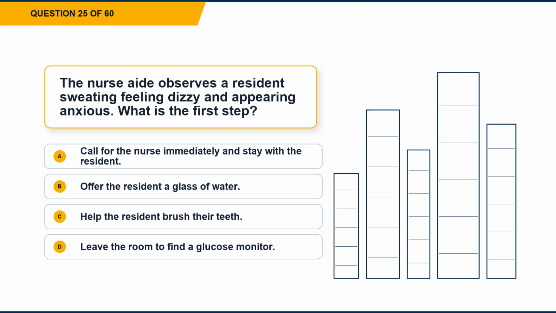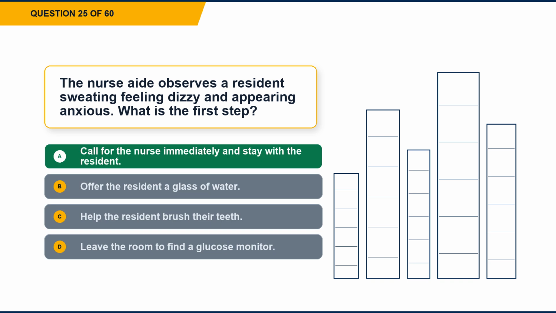Question 25. The nurse aide observes a resident sweating, feeling dizzy and appearing anxious. What is the first step? Option A, call for the nurse immediately and stay with the resident. Option B, offer the resident a glass of water. Option C, help the resident brush their teeth. Option D, leave the room to find a glucose monitor. The correct answer is option A, call for the nurse immediately and stay with the resident.